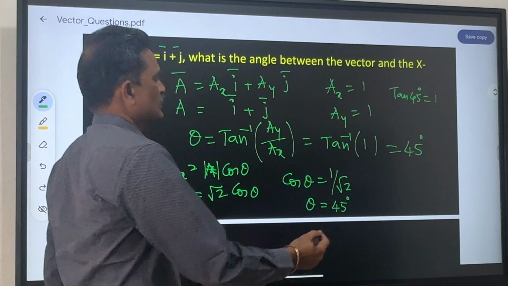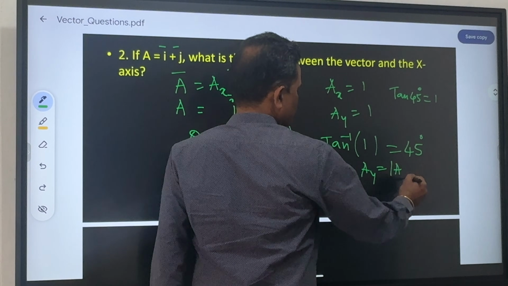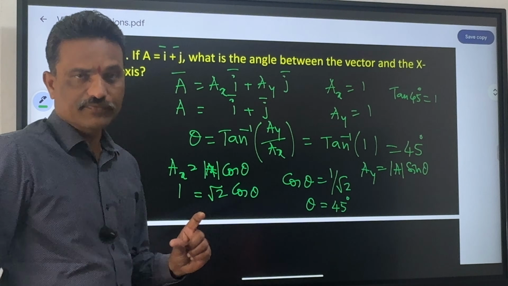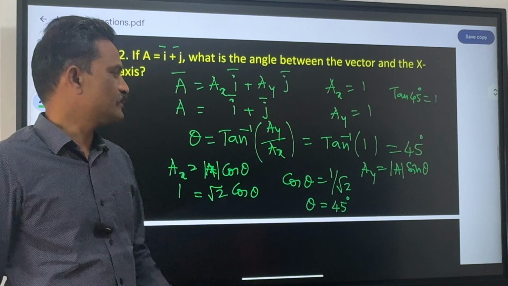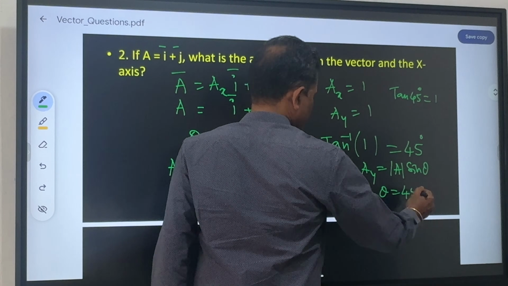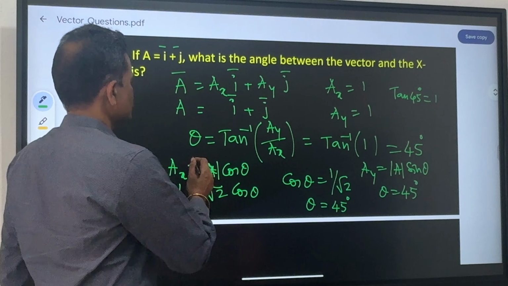In the same way you can write the answer in this way also. Ay is equal to mod A sin theta. They come in resolution of a vector, components of vector. From this also you will get theta is equal to 45 degrees. This is the second method. The best, simplest method is this one.